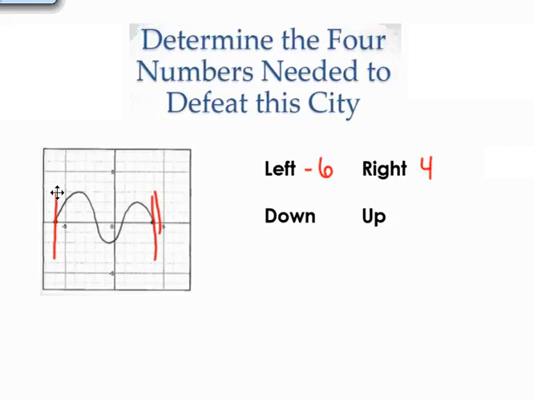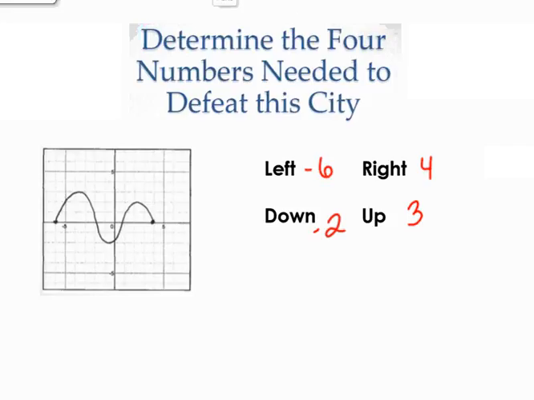Then we're going to talk about your up boundary, which is at 3. Then your down boundary is right here at -2. So that's what you did yesterday in the game. And the reason we did that is so we could go into the concept of domain and range. That's basically what it is.